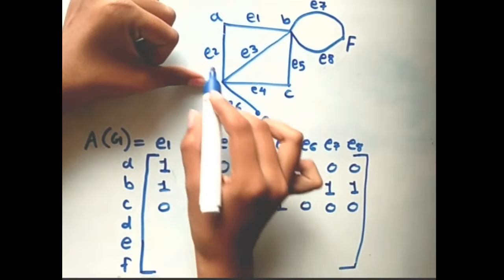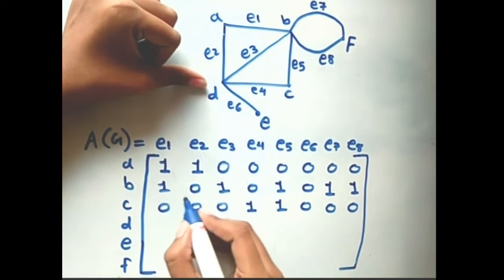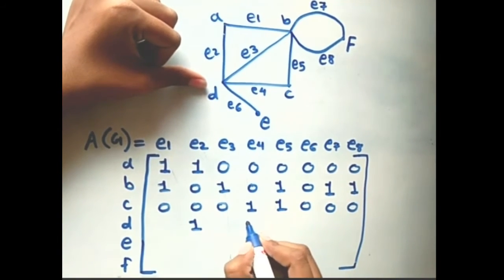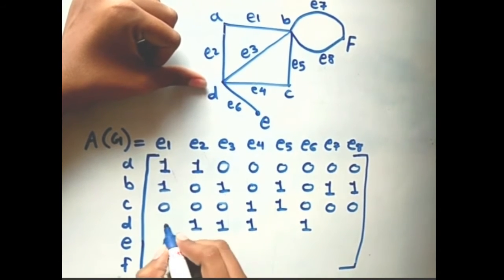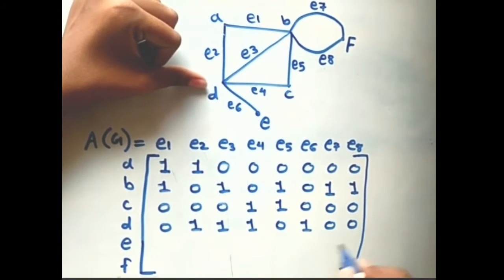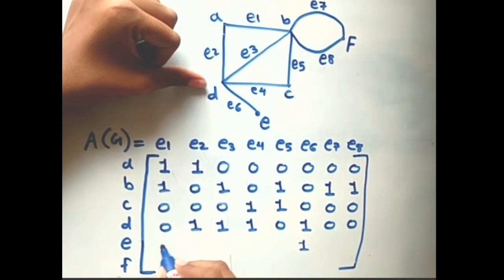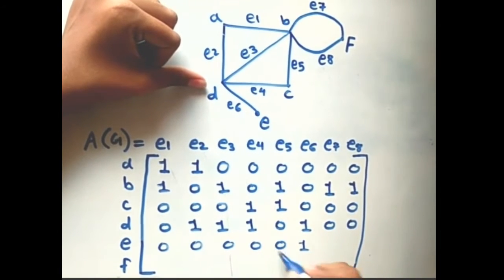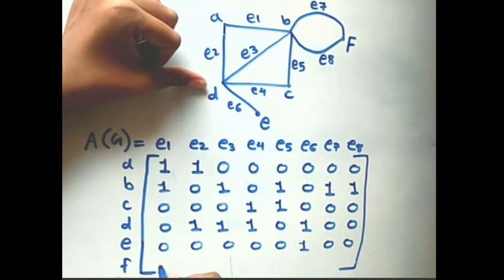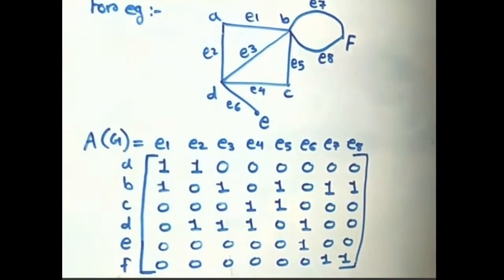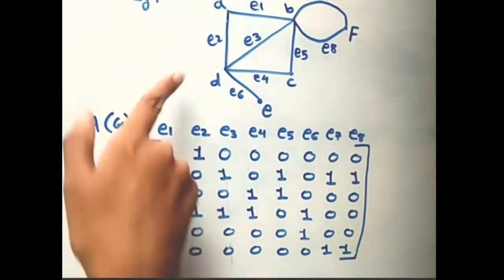Now vertex D has E2, E4, E6, E3, and others 0. For vertex E, here only E6, 1, others are 0. Now vertex F has E7 and E8, so 0, 0, 0, 0, 0, 0, 1, 1. So, this is our incidence matrix for the given graph.